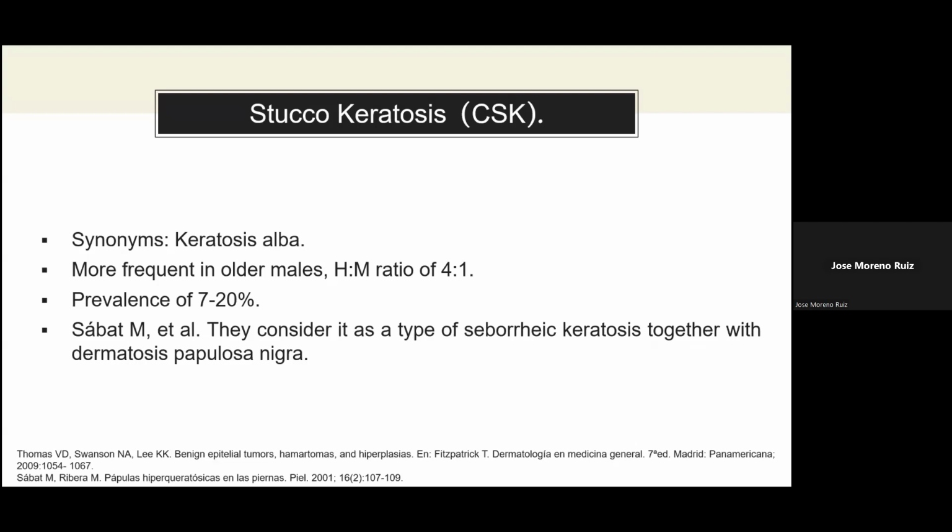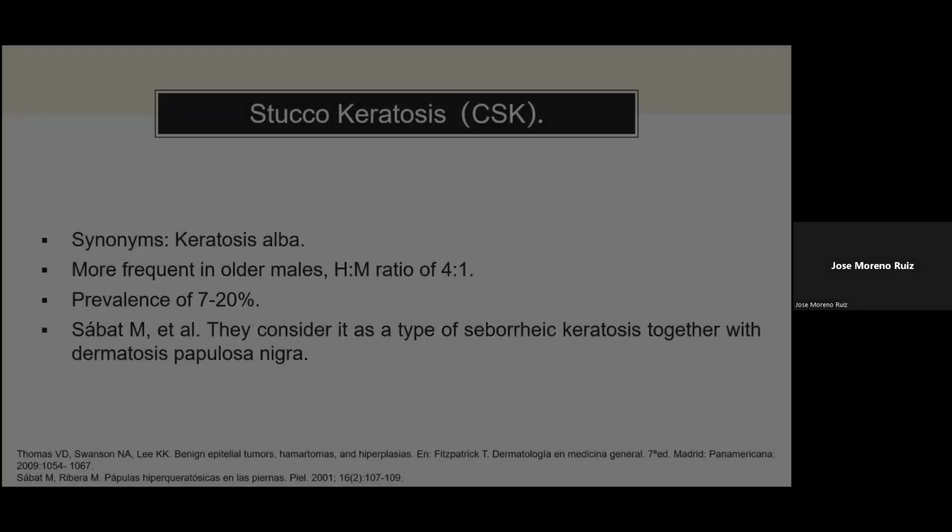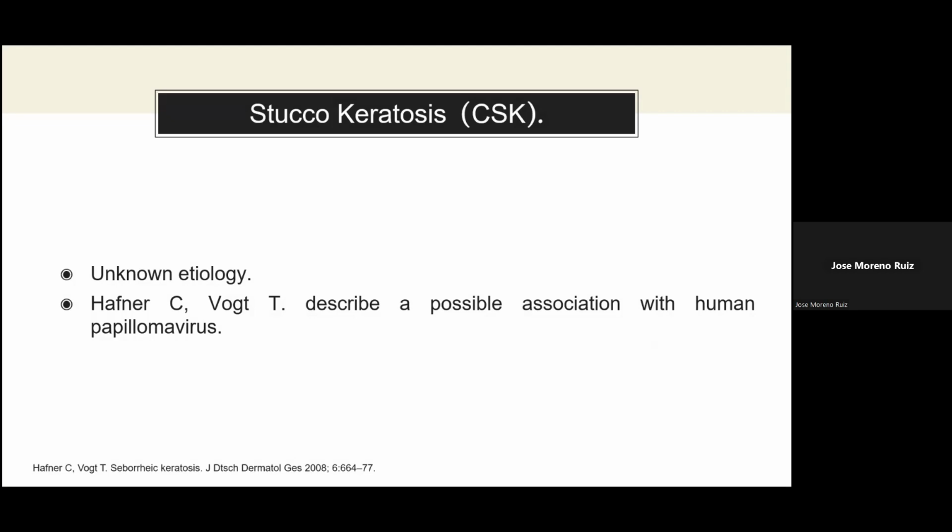This is more frequent in older male patients, with a ratio of 4 to 1, but this case is interesting because this was a female patient. The prevalence of stuccokeratosis is 7 to 20%. Sabat considered it a type of keratosis, separate together with dermatosis papulosa nigra, and stuccokeratosis is one of the different clinical presentations. It is often considered a pathology of unknown etiology, with a possible association with human papillomavirus.